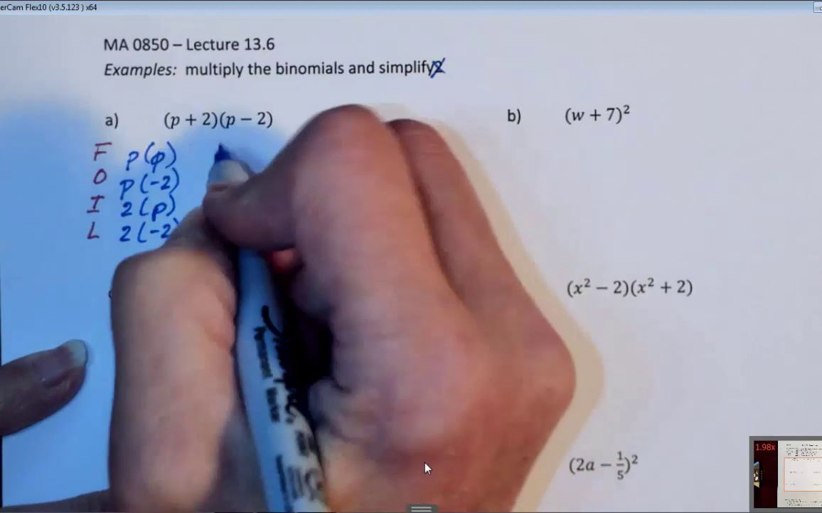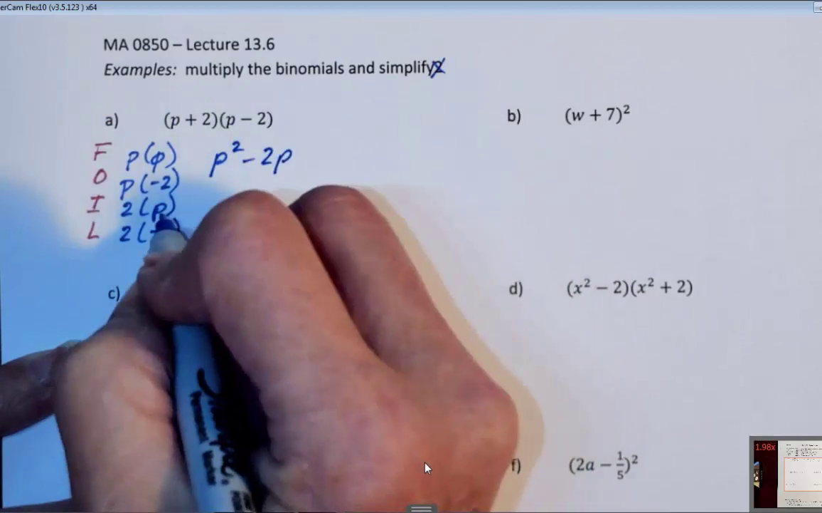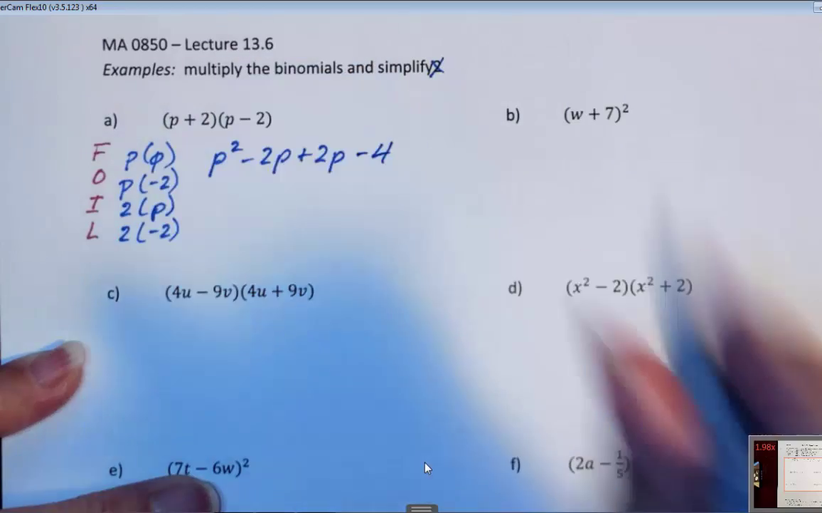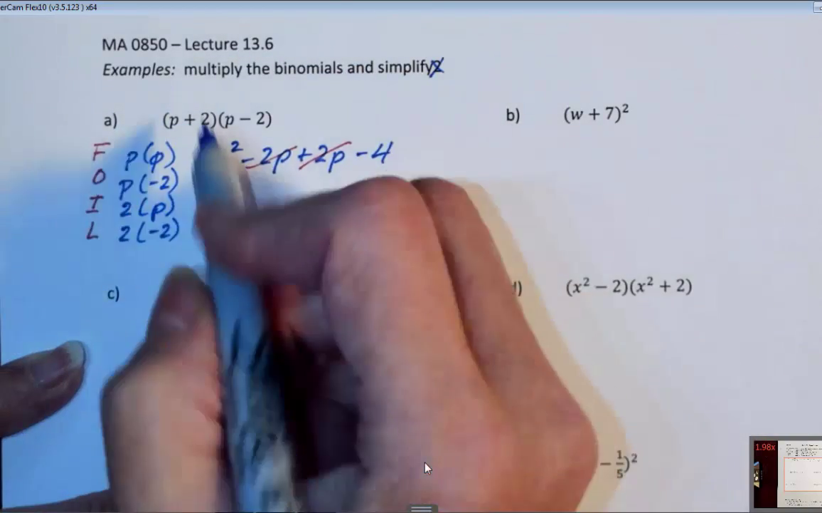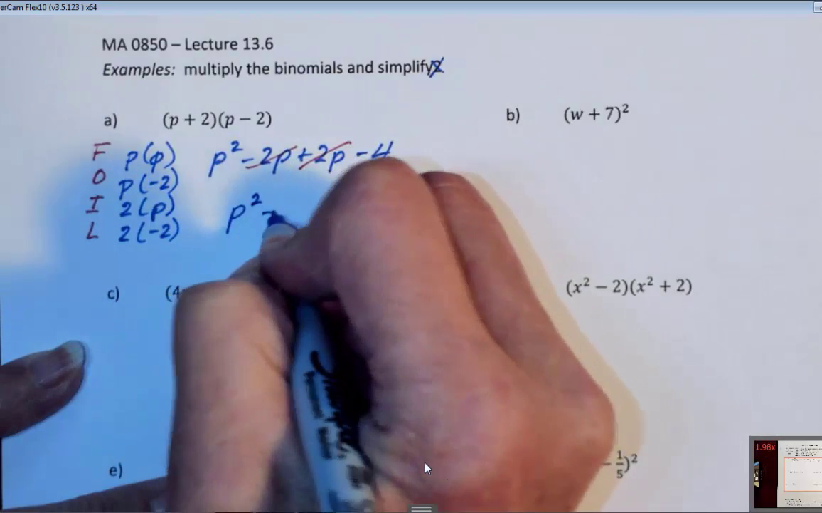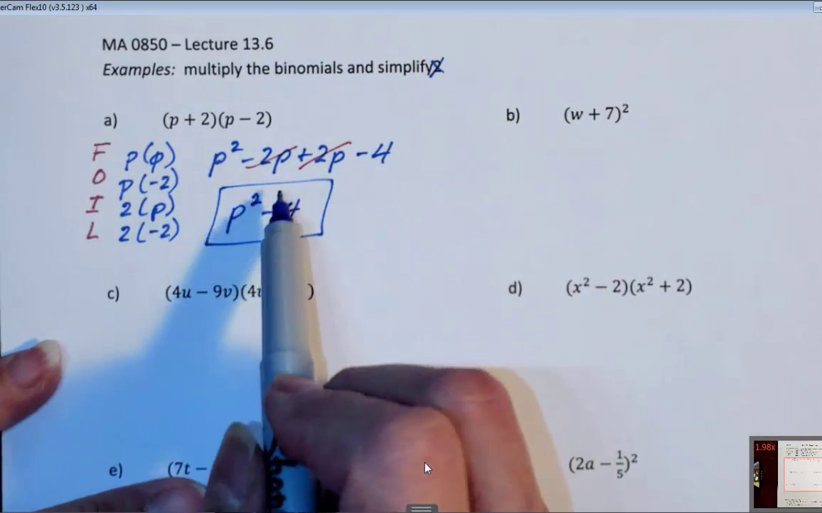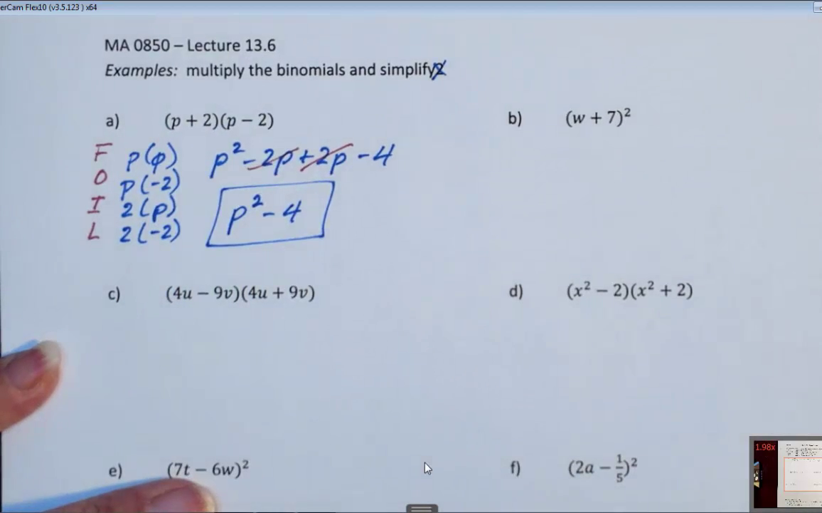P times p is p squared minus 2p plus 2p minus 4. Notice your middle terms, and you're left over with p squared minus 4. So we don't need to worry about the middle terms. We just had to multiply p times p and 2 times -4.